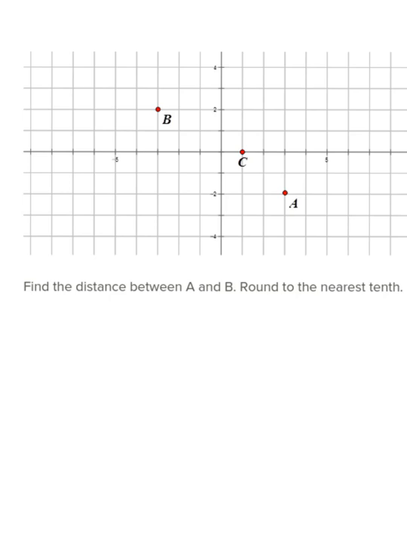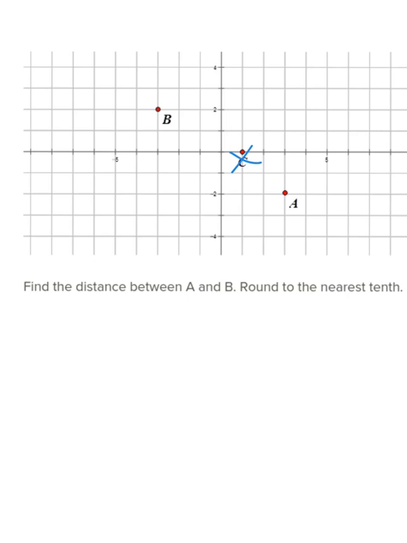Okay, here's another example. The directions say find the distance between A and B. Round to the nearest tenth. All right, well, right here is point A. Right here is point B. Right here is point C. Do I need point C for anything? No. So I can ignore point C if I want. I can just put a little X through it so I know that I don't need it.